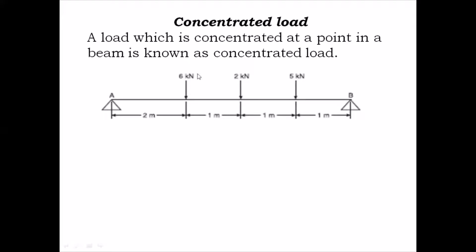So these loads, 6 kilonewton, 2 kilonewton and 5 kilonewton, which are acting at a single point on the beam, are known as concentrated loads or point loads. The reason being they are acting at a single point. Okay. One more thing you need to keep in mind is that a concentrated load need not always be a vertical load. Here I've just shown an example of vertical loads.